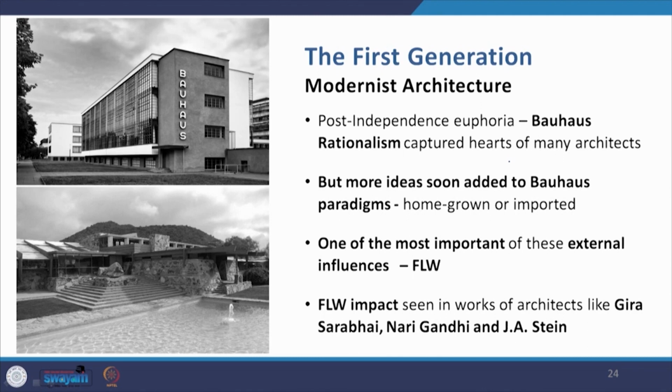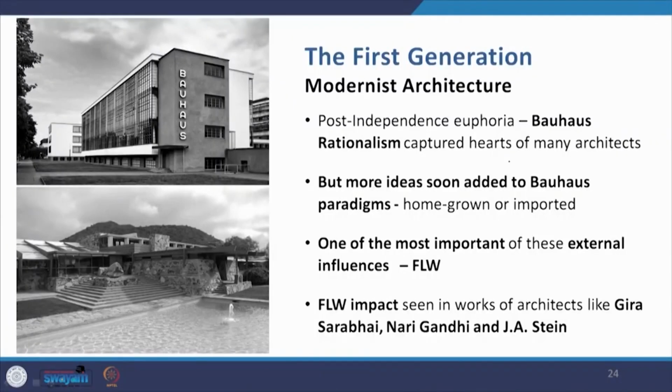So the first generation of Indian architects associated with modernist architecture, if we talk about them, there was a tremendous euphoria post independence, and it was Bauhaus rationalism that really captured the heart of many young Indian architects. Also because architects like Habib Rahman, A.P. Kanvinde came directly under the influence of Walter Gropius in America, and even architects like Charles Correa had learned these modernist concepts in, for example, the University of Michigan where he studied. But more ideas were soon added to the Bauhaus paradigm or the Bauhaus palette, and these ideas were both homegrown and imported.